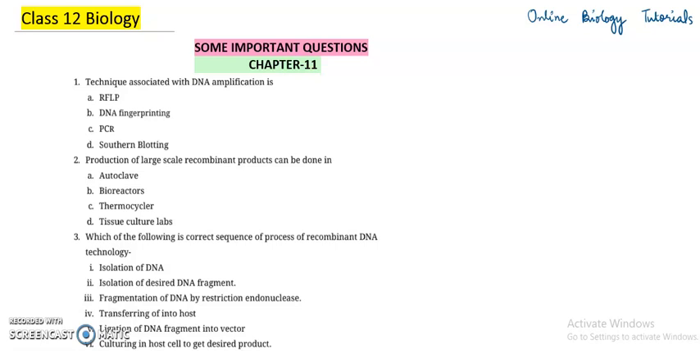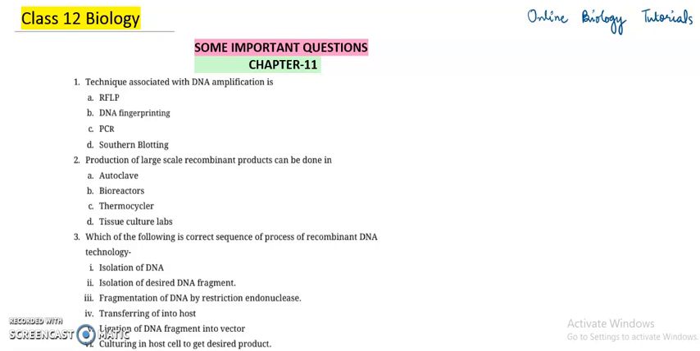I am back again with some more questions from chapter number 11. However, MCQs are not there in your syllabus, but you should go through them because you might be able to use these questions while answering any short note or long note question.